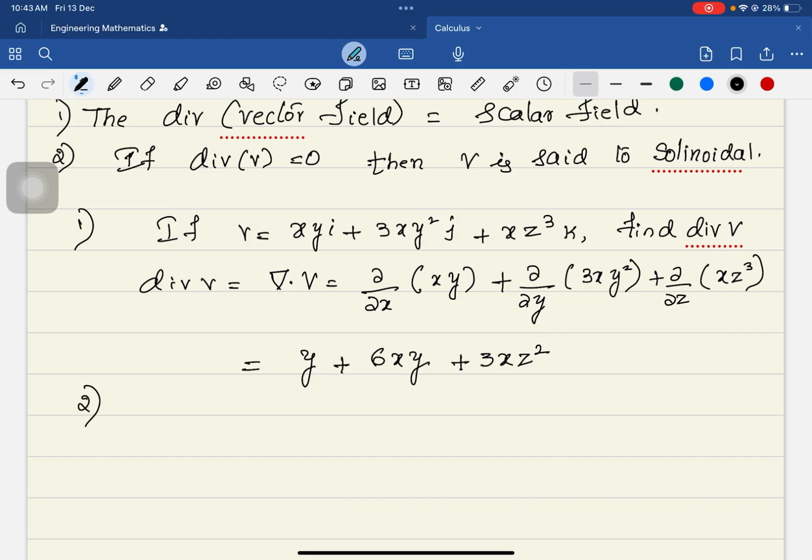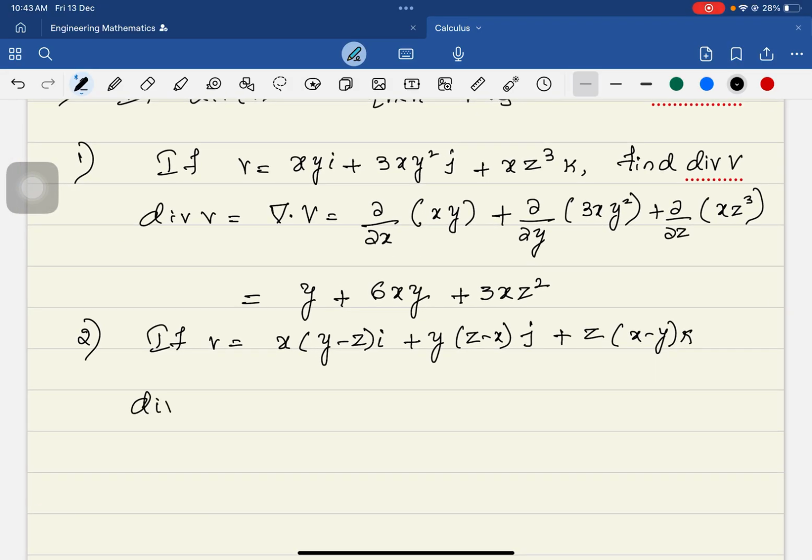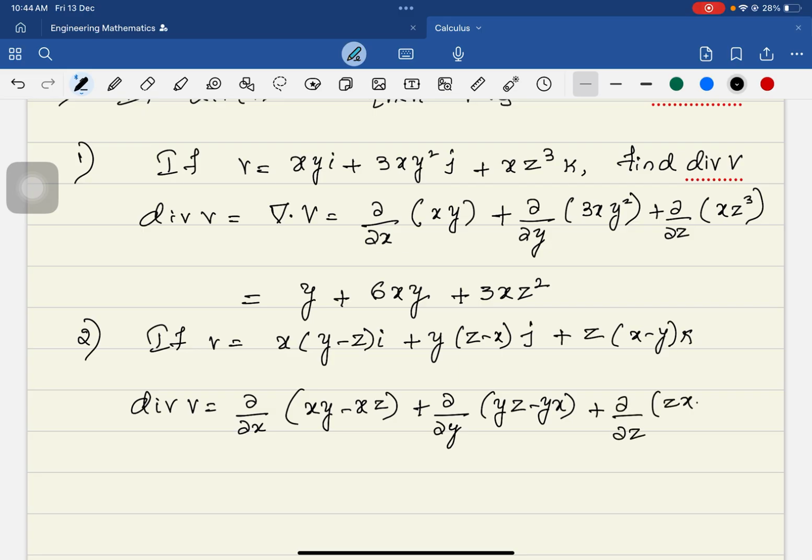Let us do one more problem to understand how to calculate the divergence of a function. Let us say v is equal to x times (y minus z) i plus y times (z minus x) j plus z times (x minus y) k. So let us see what is the divergence of this function. The divergence of v is given by dou by dou x of the i component, xy minus xz, that is x into y minus x into z, plus dou by dou y of yz minus yx, plus dou by dou z of zx minus zy.